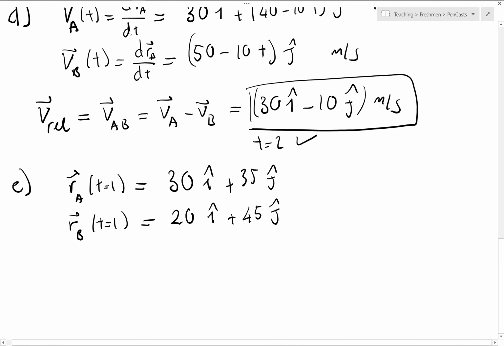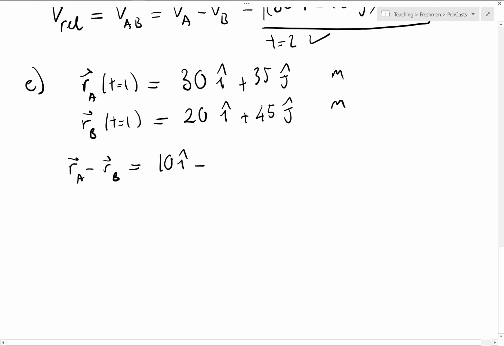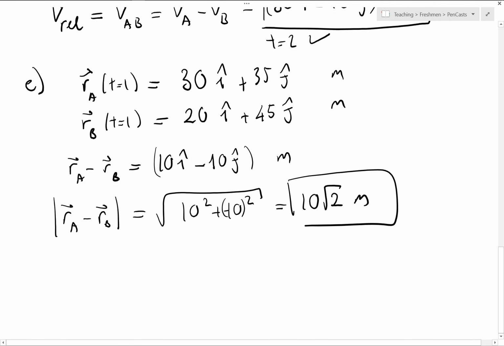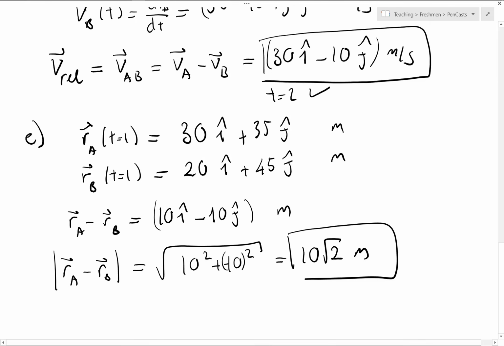So RA minus RB is a vector. Both of these are in meters. RA minus RB is 10 i hat minus 10 j hat meters. But I am asked to find the magnitude of this vector, which is the square root of the sum of both components squared, which will give me 10 square root 2 meters. All in all, quite lengthy but straightforward question.